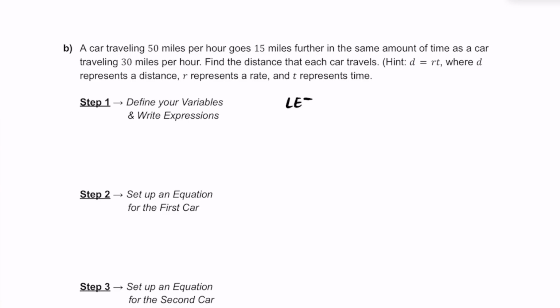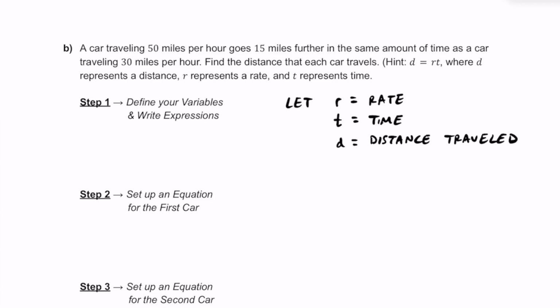Defining some variables here, let's let R represent the rate, and that's going to be how fast a car is going. Let's let T represent time, and we know this is going to be the same for both cars. They're getting the same amount of time. Then we have D, which is going to represent the distance. There are two distances we have to talk about. You could call D the distance for the faster car or the slower car. I'm going to say distance traveled for the slower car. Your choice though, okay? But I think this is going to be a little bit easier to do.